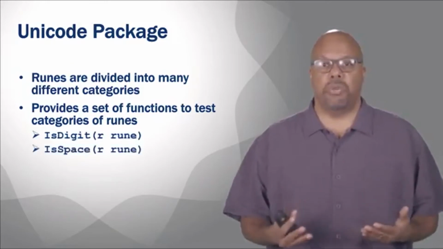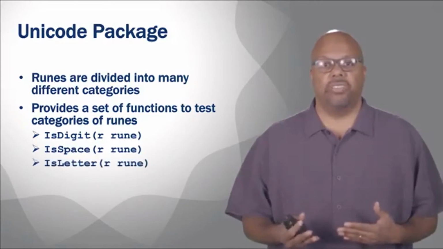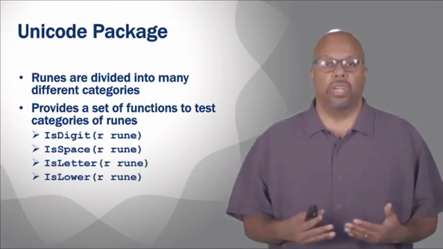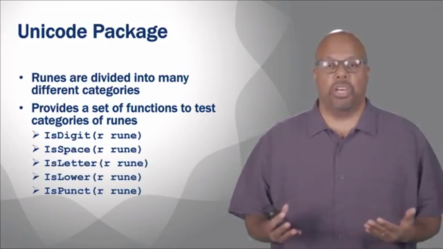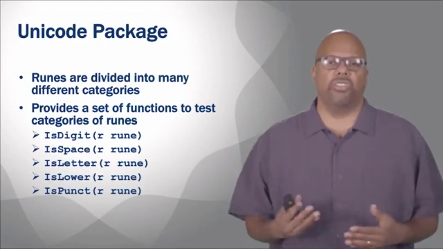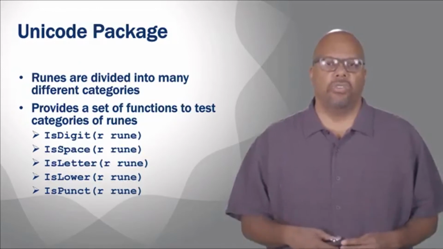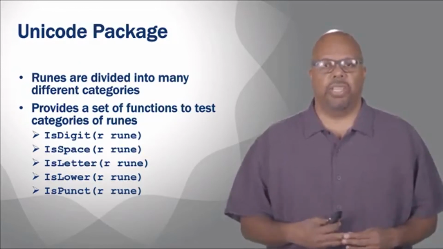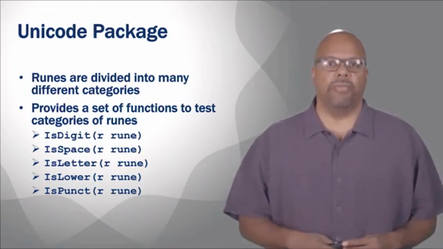Is space, is a space character. Is letter, if the letter is lower or lowercase. Is punctuation, is punct. And these are all binary, Boolean, right? So they return true or false depending on if the rune is what it's saying to be, if it's a digit or if it's space or so on.